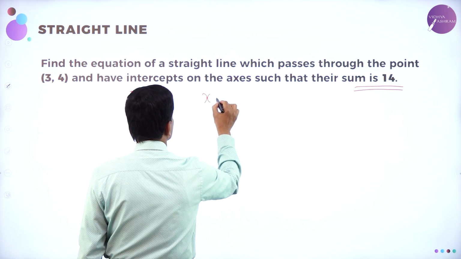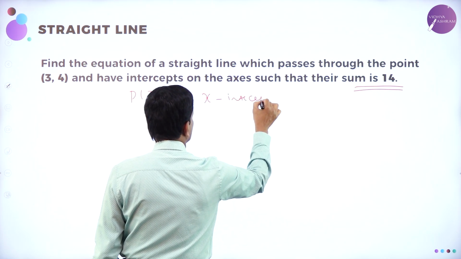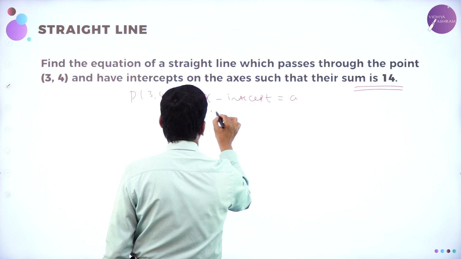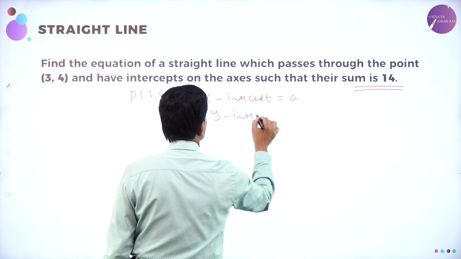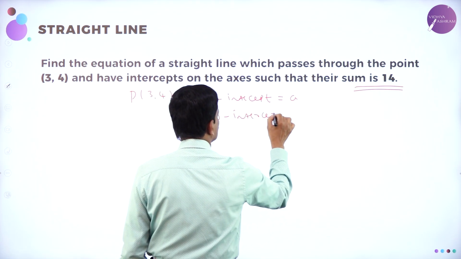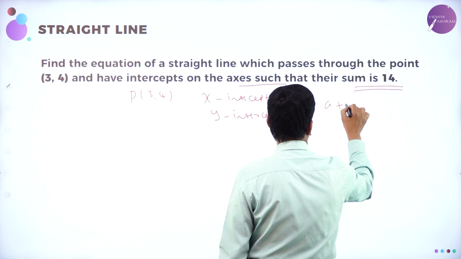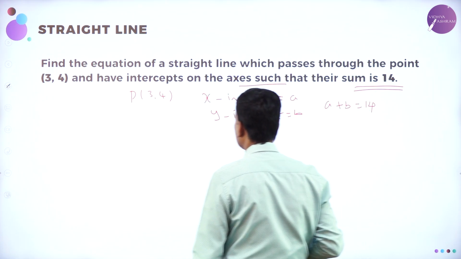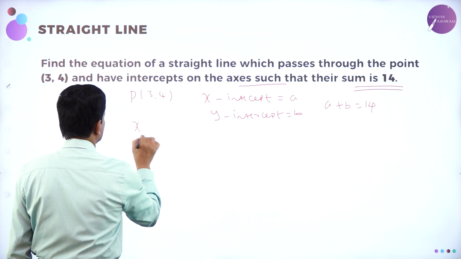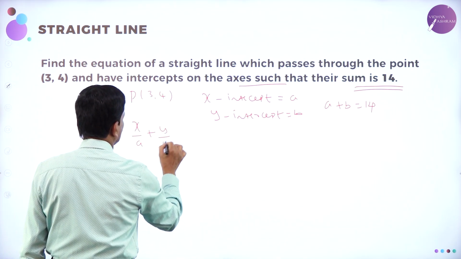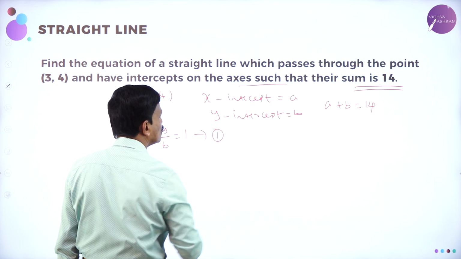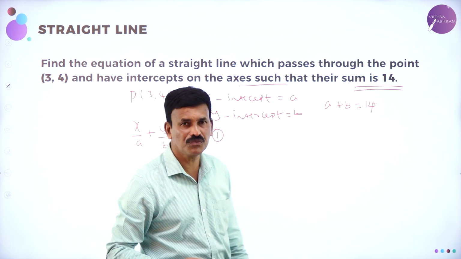So, the x-intercept is equal to A, and the y-intercept is equal to B, such that the sum of the intercepts is 14. This is given. Now, what is the equation of the line? x by A plus y by B is equal to 1, right? What is given? A plus B is equal to 14.